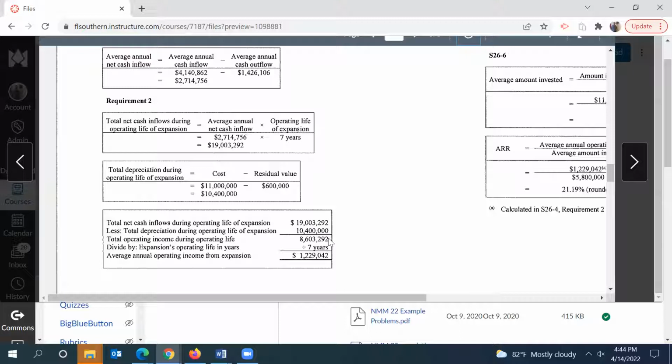That brings us down to total operating income during the operating life, $8,603,292. And to get an average per year, we divide by 7 years, giving us average annual operating income for the expansion of $1,229,042. Now, don't worry on anything else.